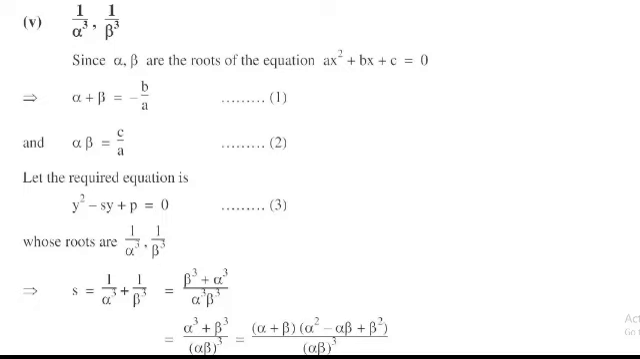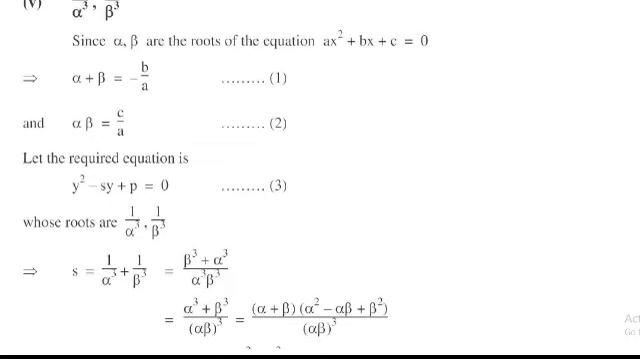So s, meaning sum, is equal to the first term plus the second, that is 1 over alpha cube plus 1 over beta cube. The LCM of alpha cube and beta cube is alpha cube beta cube. Rearranging the terms, that is alpha cube plus beta cube divided by alpha beta whole cube. Alpha cube plus beta cube is the formula: alpha plus beta into alpha square minus alpha beta plus beta square, divided by alpha beta whole cube.